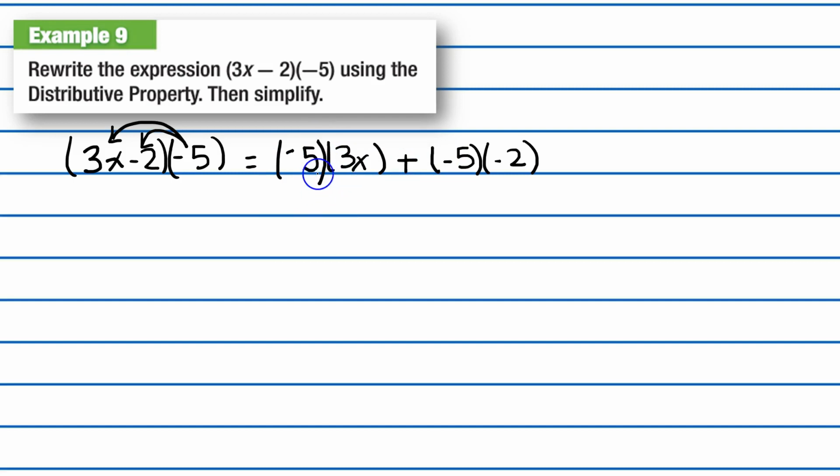So remember, we want to do multiplication before addition. So negative 5 times 3x is negative 15x. And I'm going to say plus a negative times a negative is a positive. 5 times 2 is 10. And we're done. That's it. But notice how you can use the distributive property in different ways from each example.